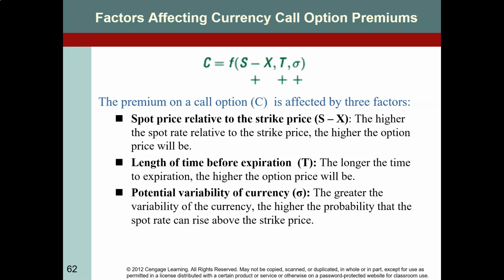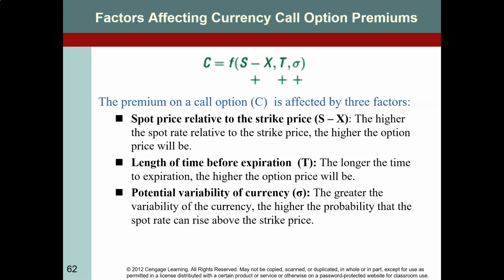Second, the length of time before expiration, T, can also affect the premium positively. The longer the time to expiration, the higher the option price will be. Okay, because the longer the time to expiration, there is a higher chance that your spot rate could rise even higher compared to the strike price. So there's a possibility that you could make more profit. So you have a higher premium.